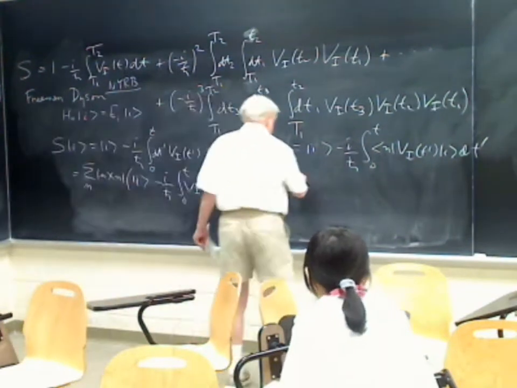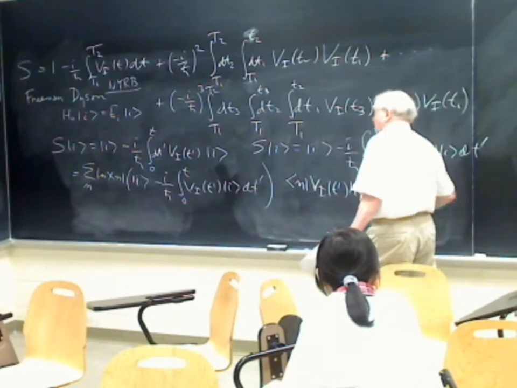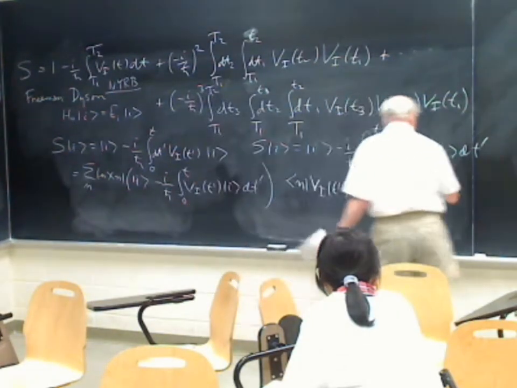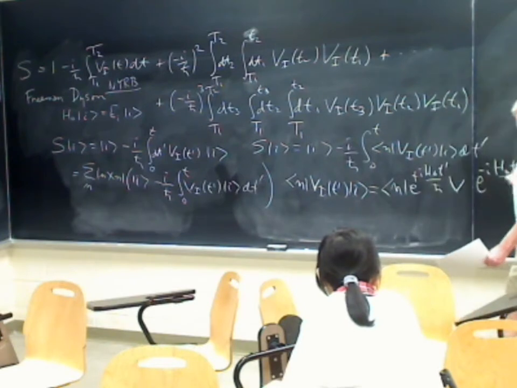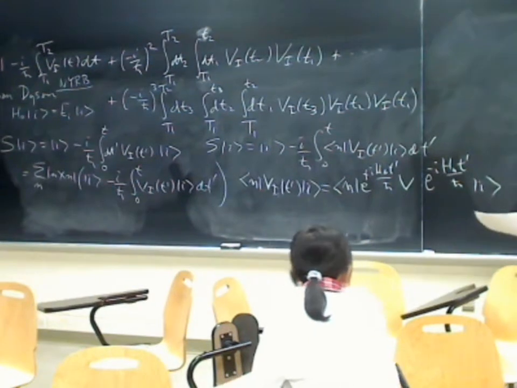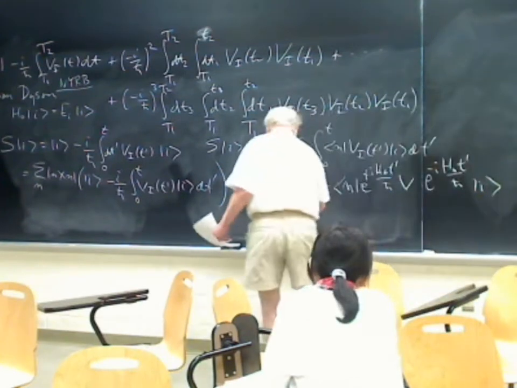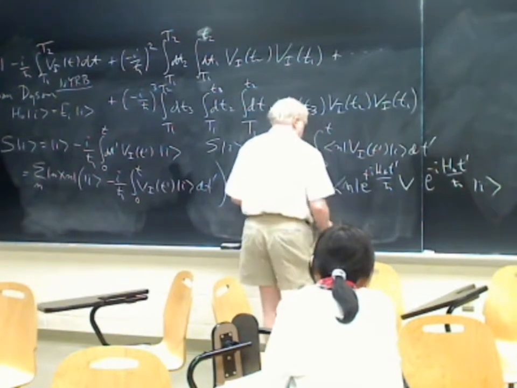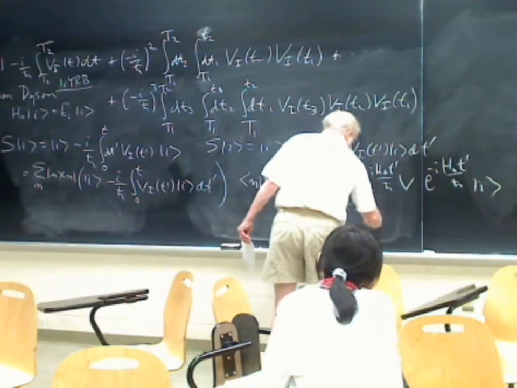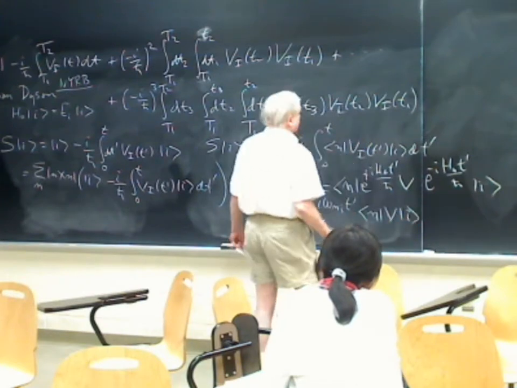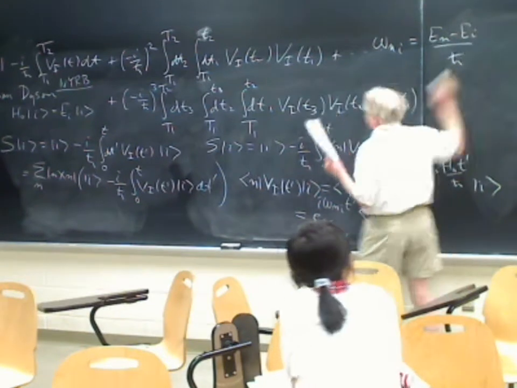On the other hand, this thing is easy to compute. N, VI of T prime I is just N e to the plus I H0 T prime over H bar V e to the minus I H0 T prime over H bar I. And these are both eigenstates of the free Hamiltonian, and so what we get is that this is equal to, in fact I'm going to call it, e to the I omega ni T prime times N V I, where omega ni is equal to En minus Ei over H bar.